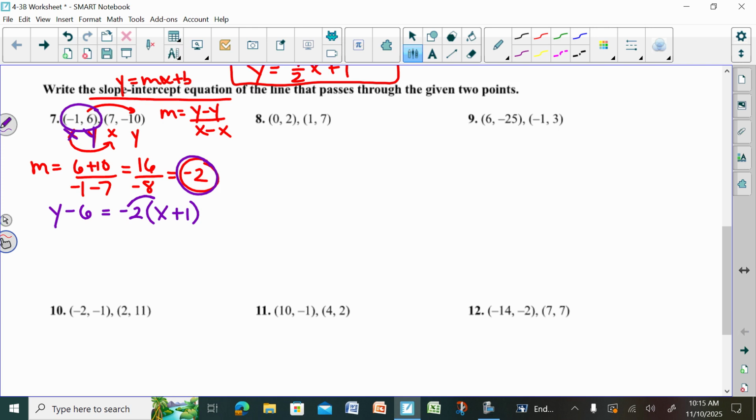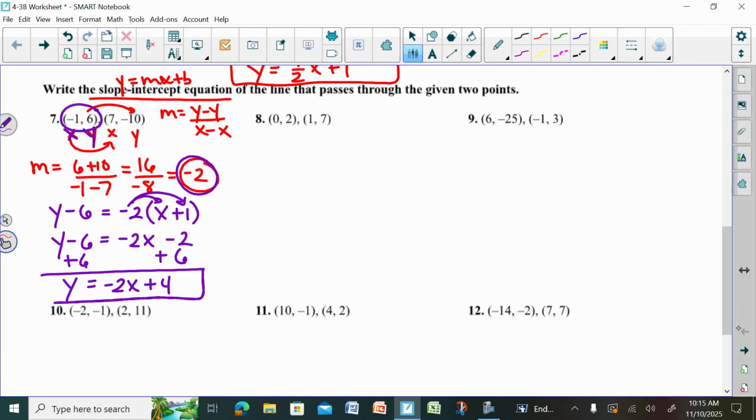And I'm going to distribute the negative 2. This part is the same thing. Y minus 6 equals negative 2x minus 2. I need to bring that 6 over, add 6 to both sides. Y equals negative 2x plus 4.